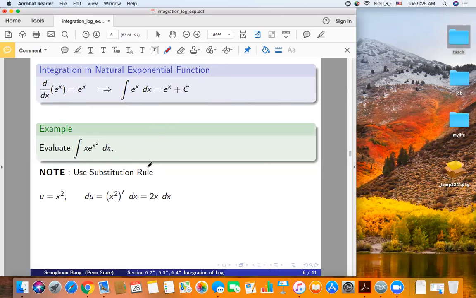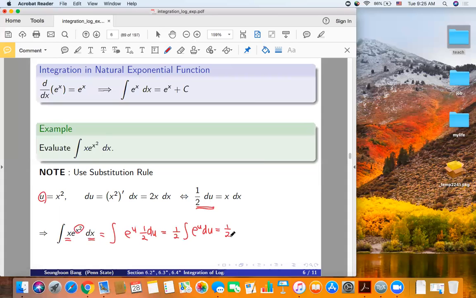Next, divide by 2. 1 over 2 du equals x dx. Next, substitute. This equals the integral. Here, x squared equals u, so you plug in e to the u. Next, x dx is here, 1 over 2 du. You take out the coefficient 1 over 2: e to the u du.